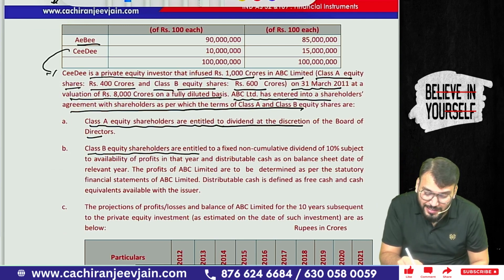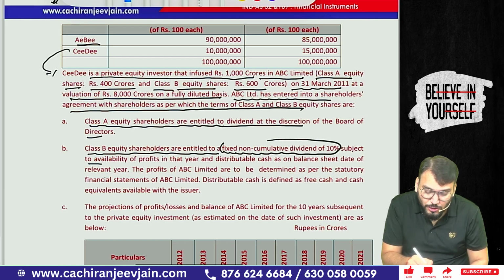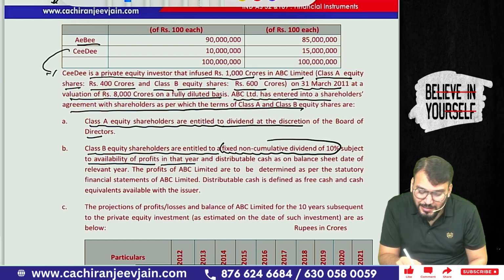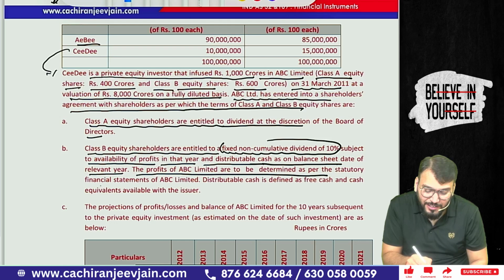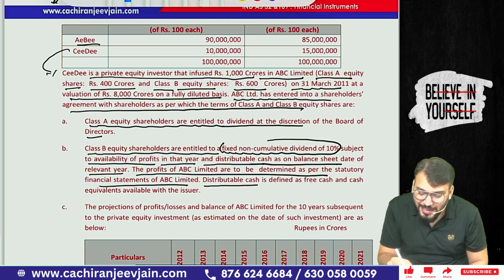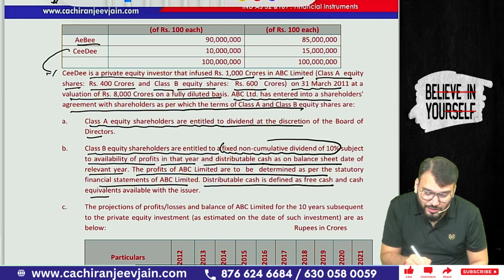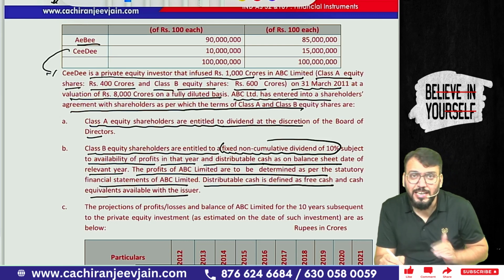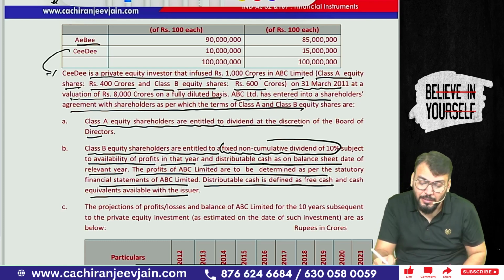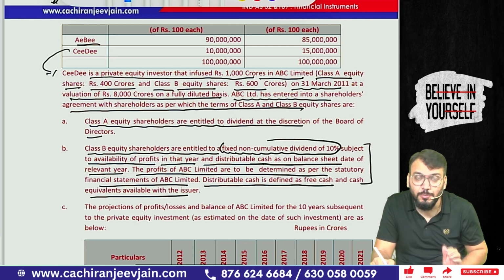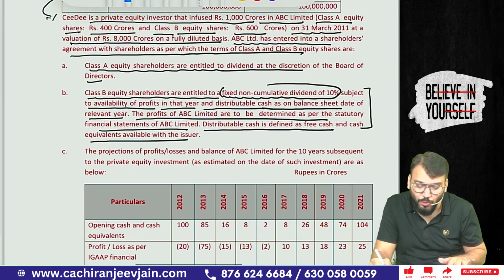Class B equity shareholders are entitled to fixed non-cumulative dividend of 10% subject to availability of profit in the year and distributable cash as on the balance sheet date of the relevant year. The profit of ABC Limited is to be determined as per the statutory financial statements. Distributable cash is defined as free cash and cash equivalent available with the issuer. In this case, dividend is contingent, and whenever dividend is contingent, it will be classified as financial liability. So in this case, the Class B equity shares will become a compound financial instrument. I hope you are understanding.